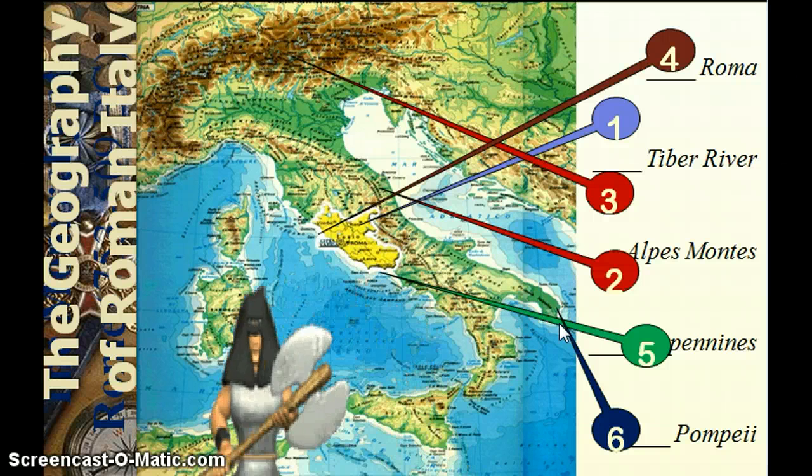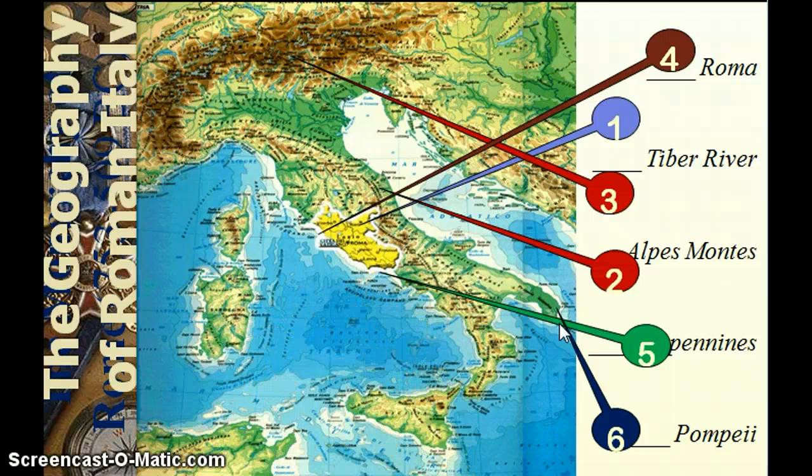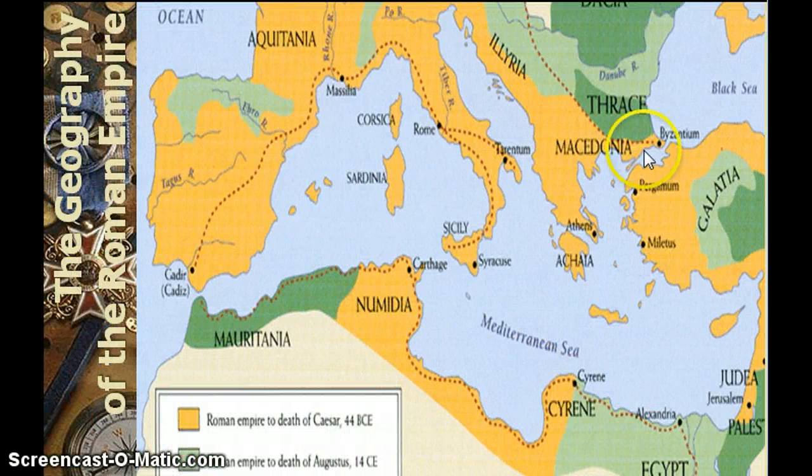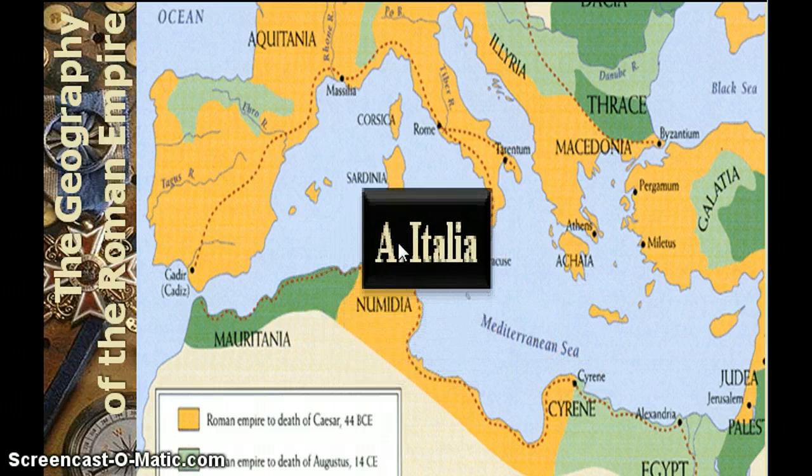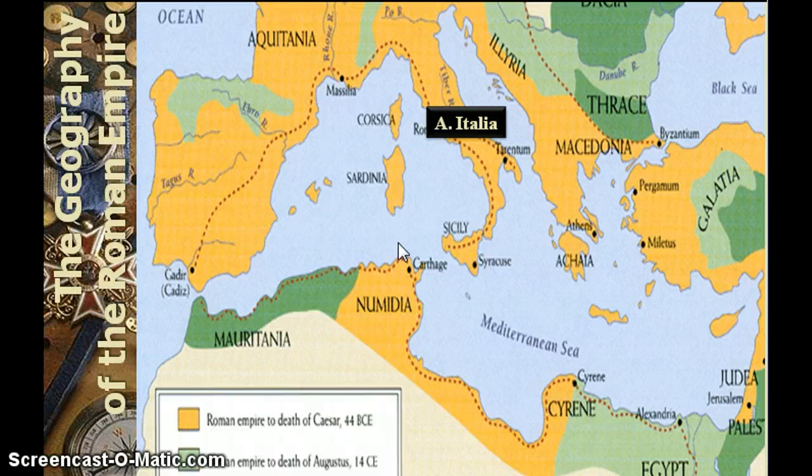In looking at the rest of the map, we see here a cutout of the Roman Empire. The Mediterranean Sea simply means middle of the land. The Romans called it Mare Nostrum, which means our sea. That's our sea over there, the Mare Nostrum.